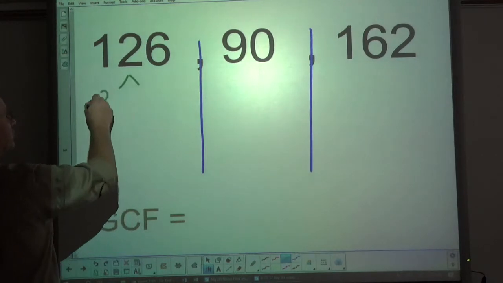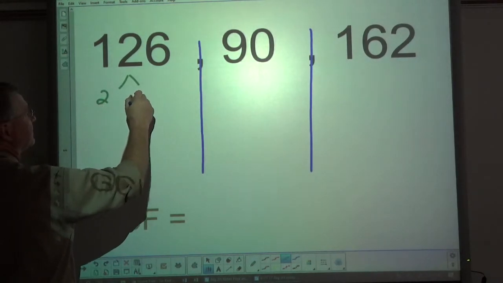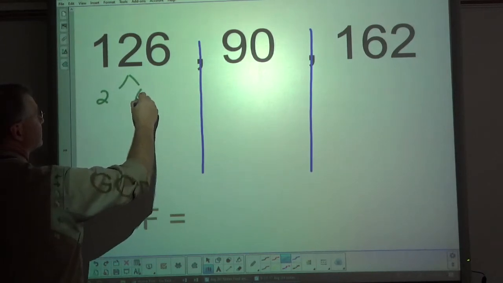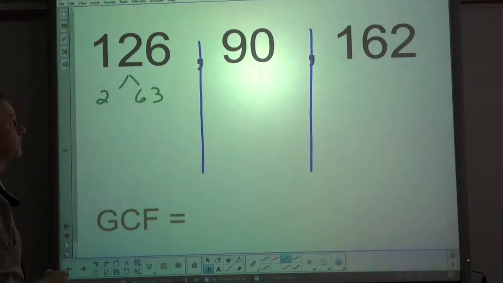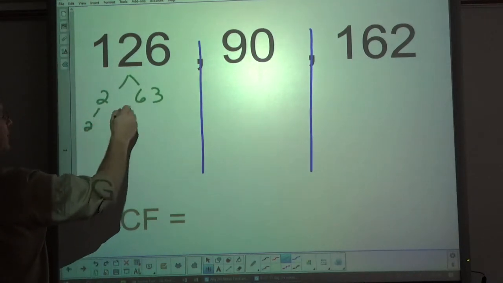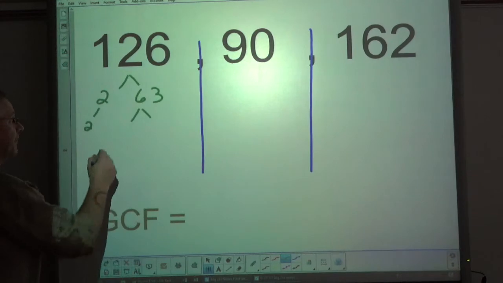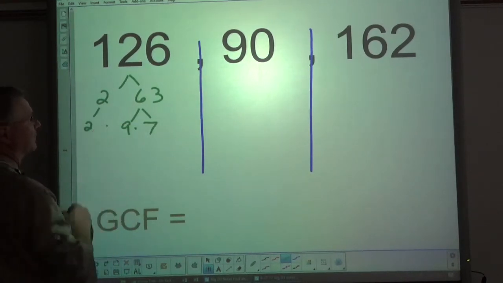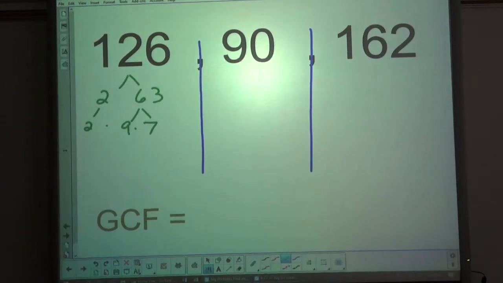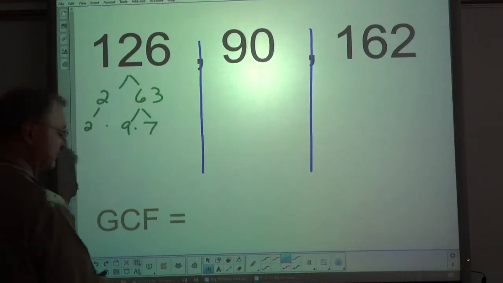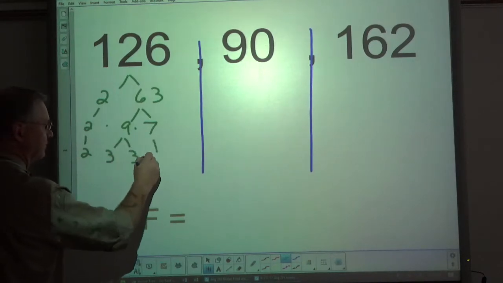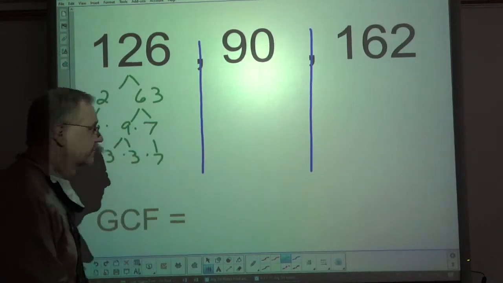I'm going to pull out a 2, and 2 goes into 126, let's see, 63 times. And then this is prime factorization, by the way. Let's see, 9 times 7 is 63. And for some reason, this seems wrong to me, but it's right. Okay, let's keep going. And 2, 3, 3, 7. Okay, no, that is correct.